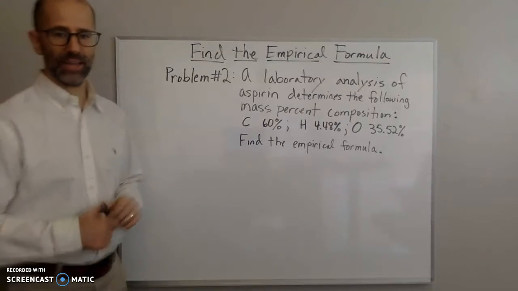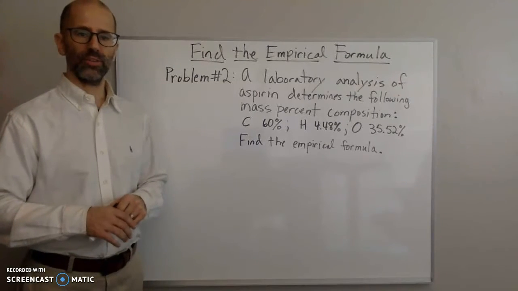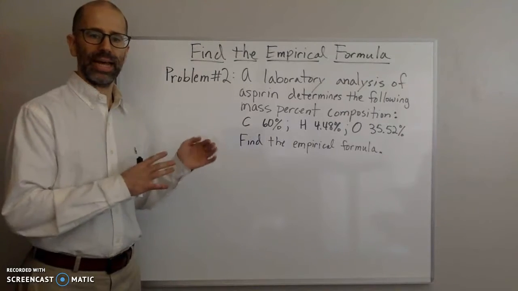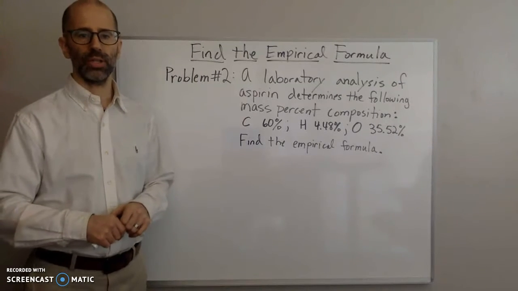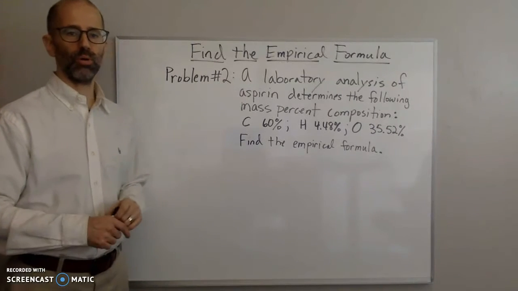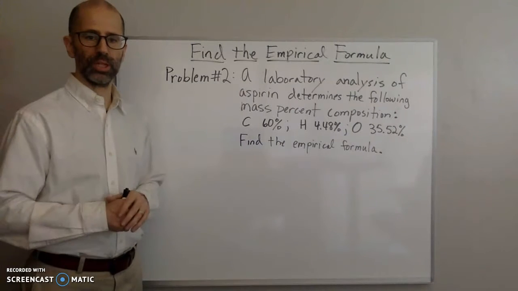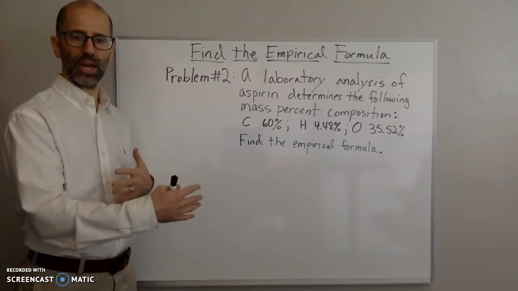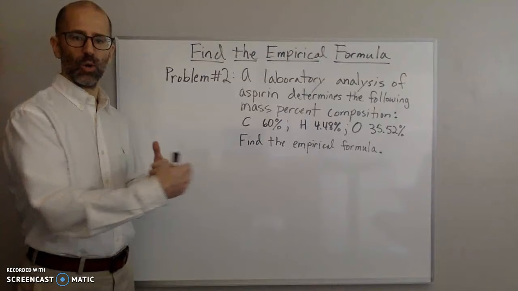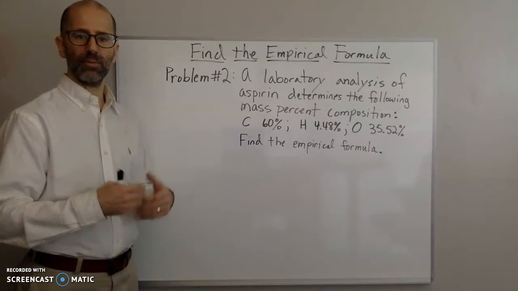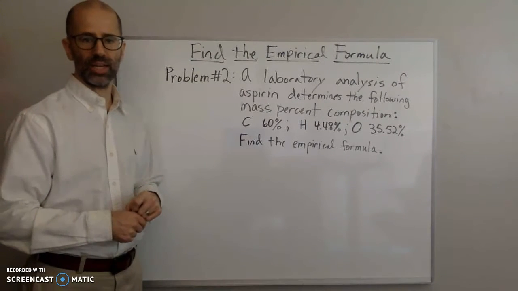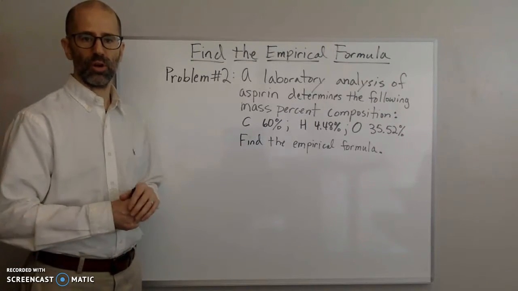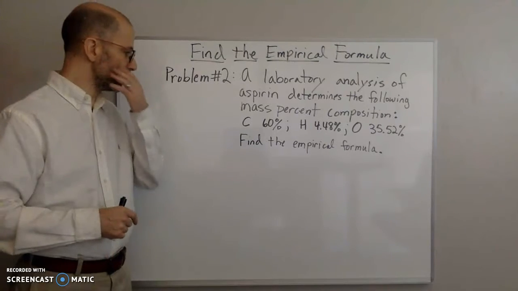And so again, the goal is to always take what they give you and get it to moles. And then once you're in moles, you can set up your pseudo formula with the moles in your formula. And then from there, you figure out what the ratio is. And then you make sure that that ratio is in a whole number ratio. So let's get started on this one.